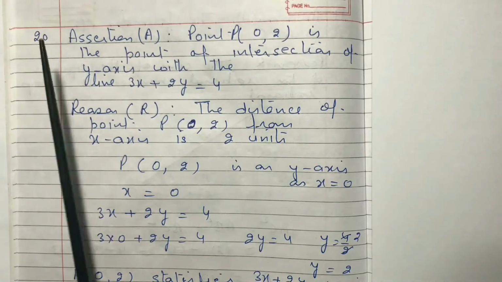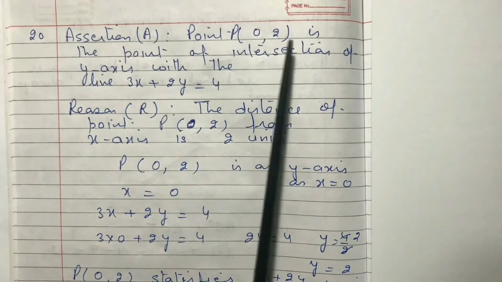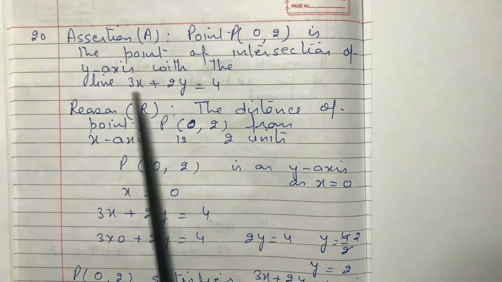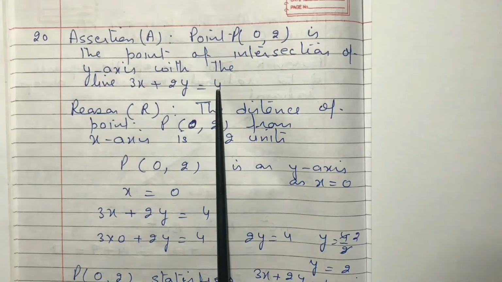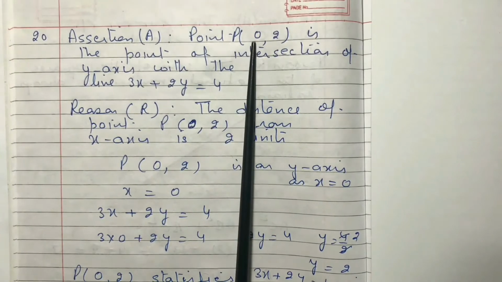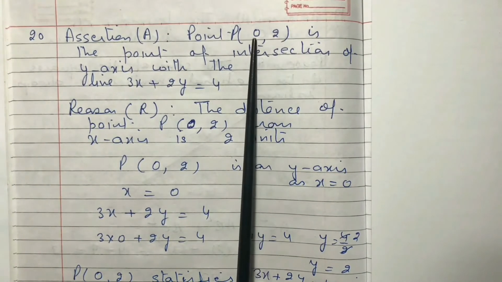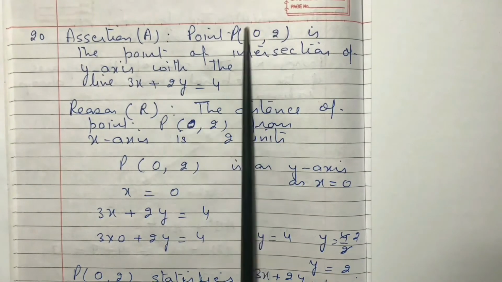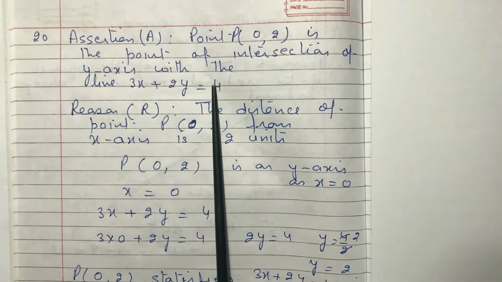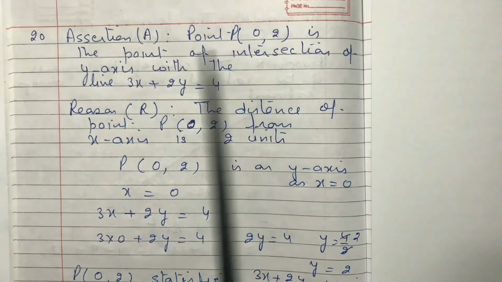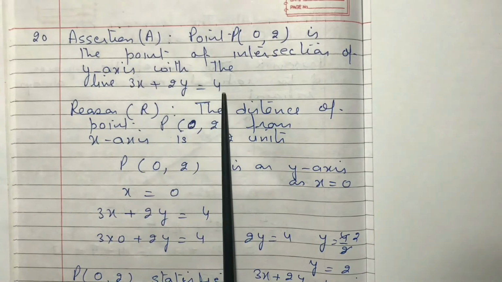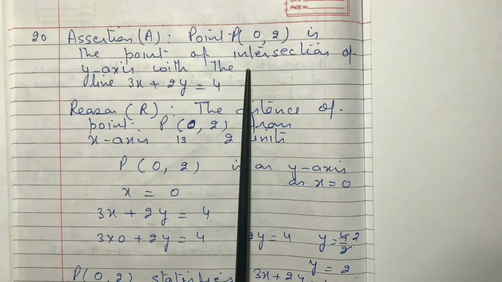Now the 20th question. Assertion A. Point P(0, 2) is the point of intersection of y-axis with the line 3x plus 2y is equal to 4. Now here x is 0, y is 2. If you substitute x 0 and y 2, you will see this point satisfies this line. It means this is the point of intersection of y-axis with the line. So this is a true statement.